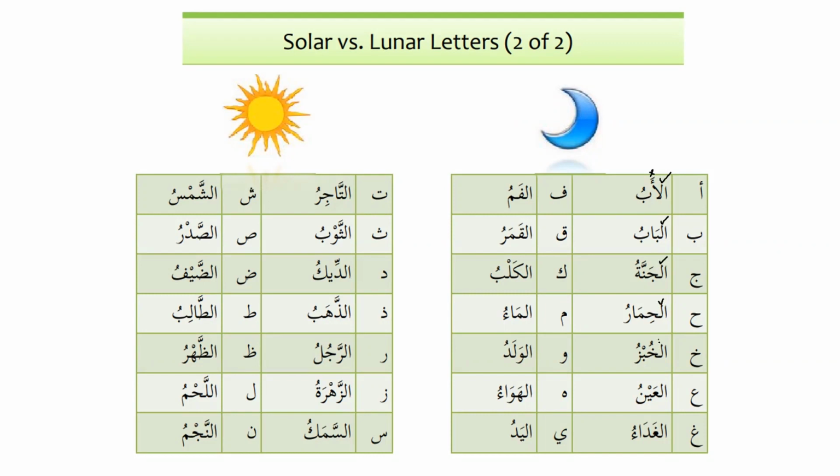Al-khubzu, the bread. Al-ainu, the eye. Al-ghada'u, the lunch. Al-famu, the mouth. Al-qamaru, the moon. It has to be pronounced. Al-kalbu, the dog. Al-ma'u, the water. Al-waladu, the boy. Al-hawa'u, the air. And al-yadu, the hand. So how many of them do we have over here?